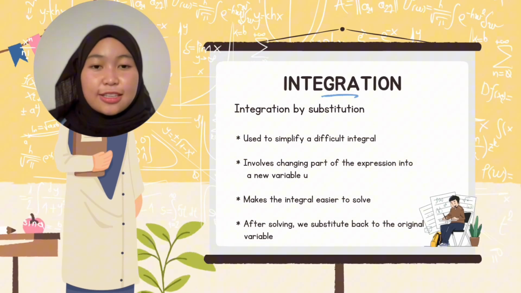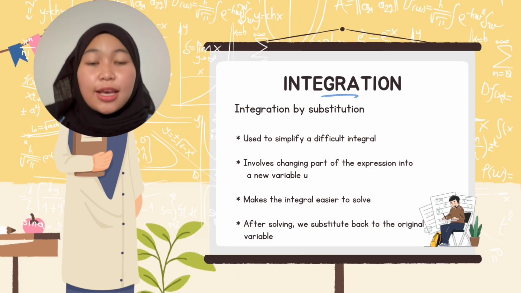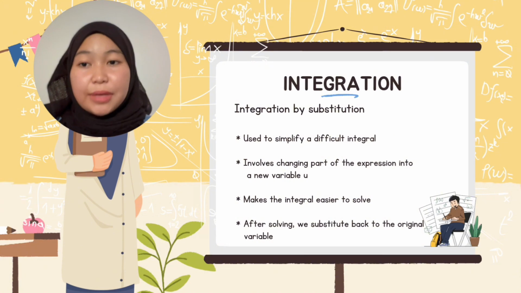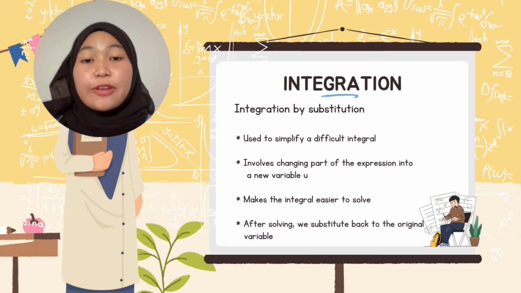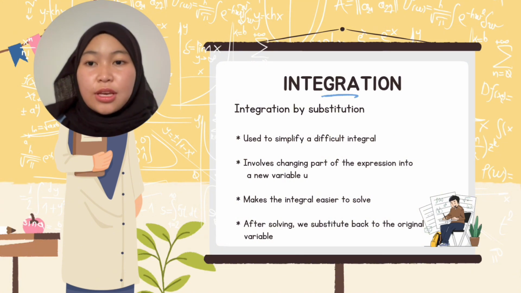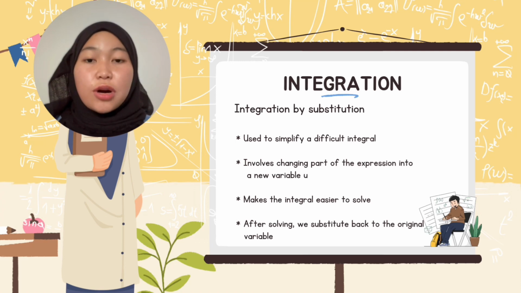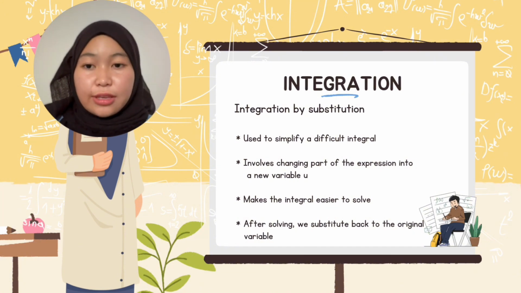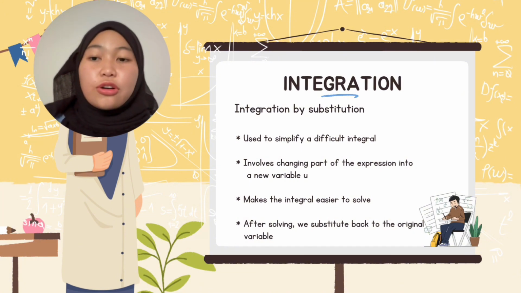So, what does integration by substitution mean? Integration by substitution means we use it to simplify a difficult integral, which involves changing part of the expression into a new variable u, and then we make the integral easier to solve. After solving, we substitute back to the original variable.